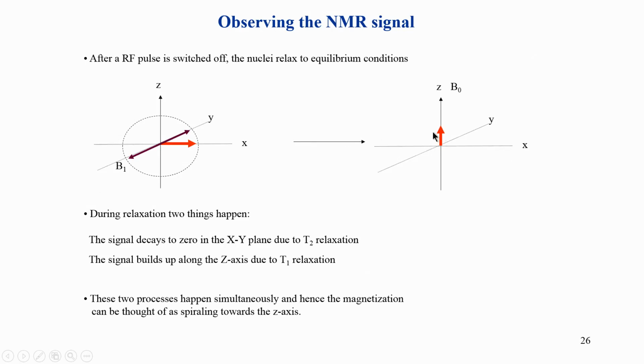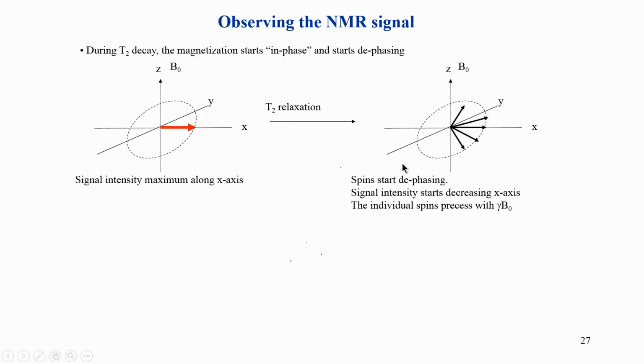and they are all bunched along the x axis. And now when they go back towards the z axis, they have to again dephase in the xy plane, because that is the picture we saw in the classical way. That dephasing of the signal in the xy plane is called T2 relaxation. T1 relaxation happens at the same time as T2, but it is a different pathway in which the signal builds up along the z axis.